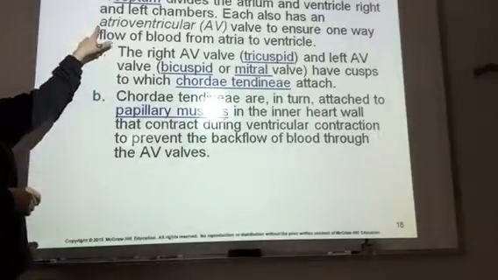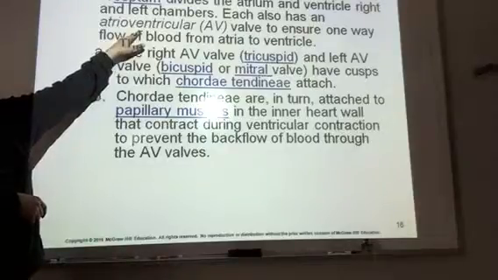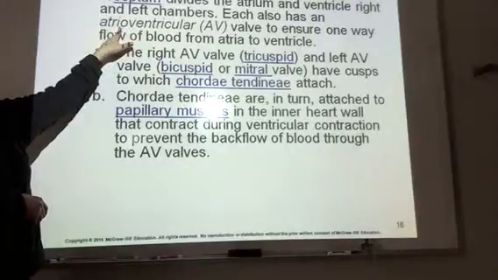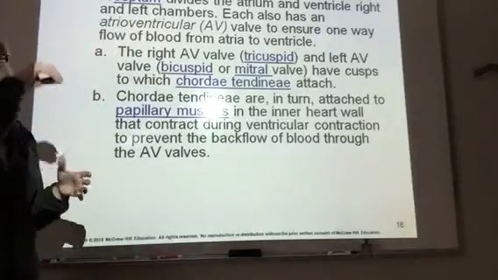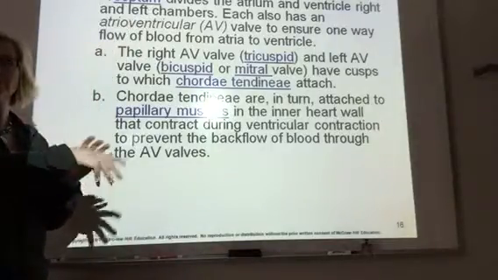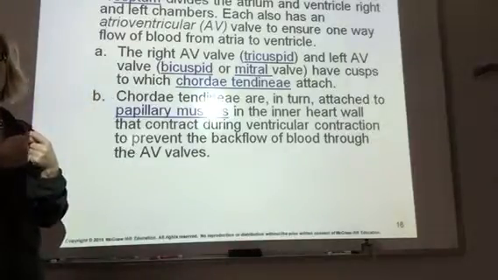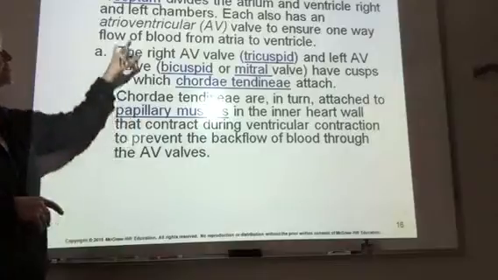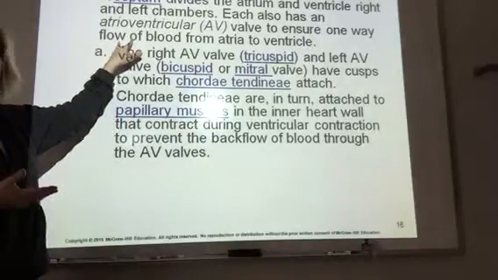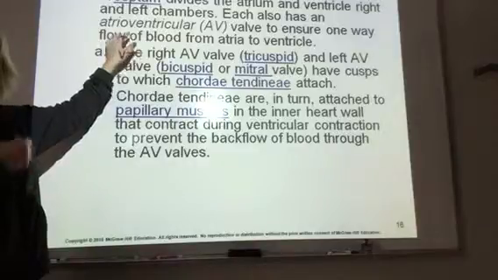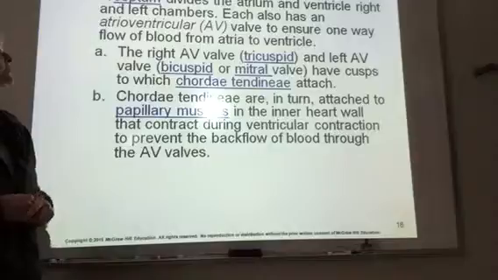Each has an AV valve, atrioventricular, so it's the valve in between your atrium and ventricle. These are important to make sure that blood drops into the heart and doesn't come backwards. It prevents backflow of blood in your heart. People will have leaky valves sometimes. A heart murmur. A lot of times a heart murmur can be caused by issues with these valves.